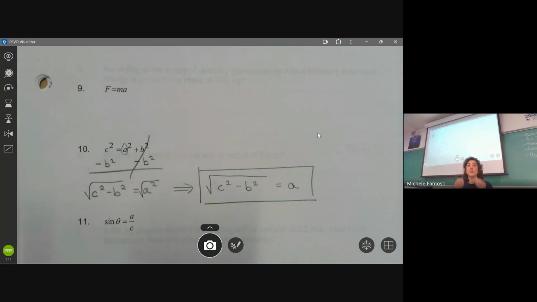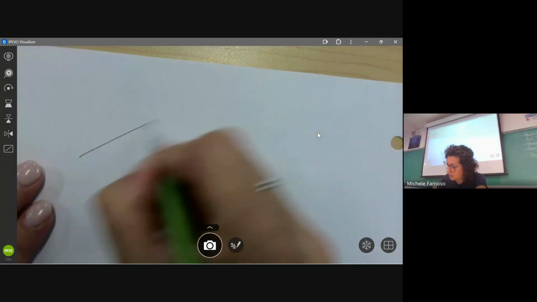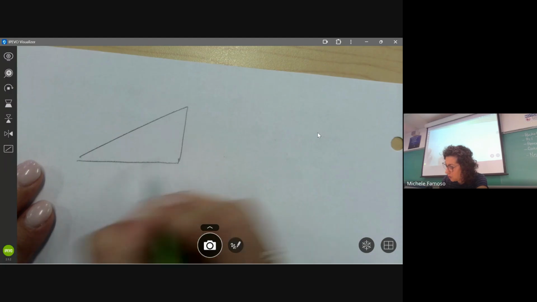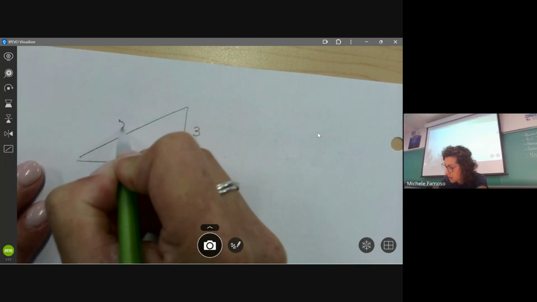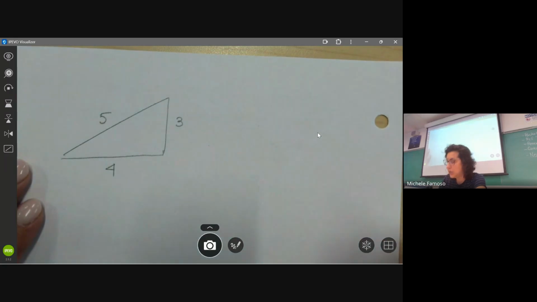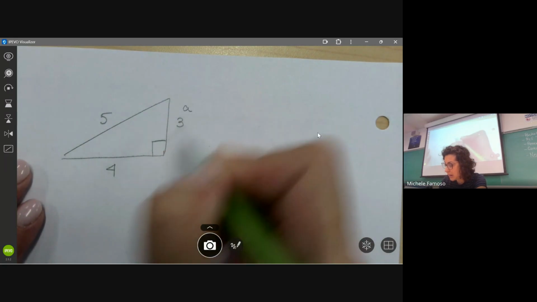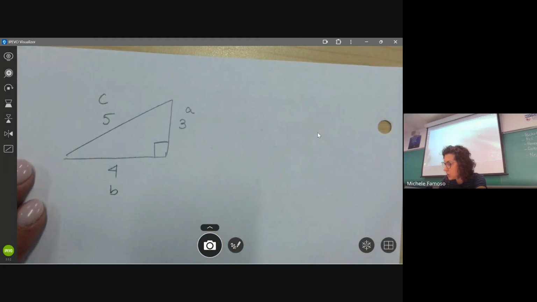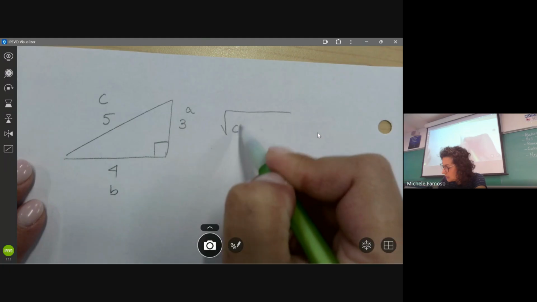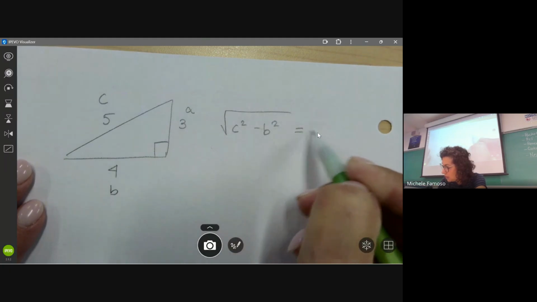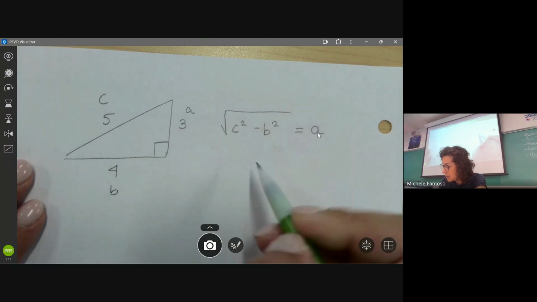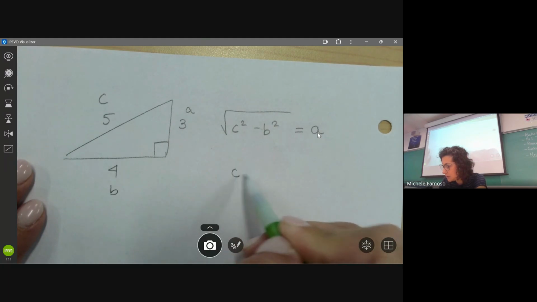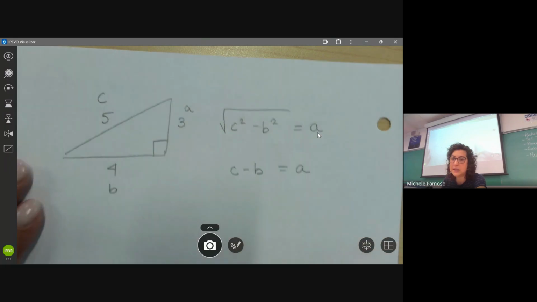Some students say, oh, I'll distribute the square root to both terms. You can't do that. Think about the most common right triangle that we know of. Probably the most common Pythagorean triple is a 3, 4, 5 right triangle. Have you heard of that one before? Okay, so if this is A, this is B, this is C. So if the square root of C squared minus B squared is A, some students ask, well, does that mean C minus B equals A? Let's think about it.